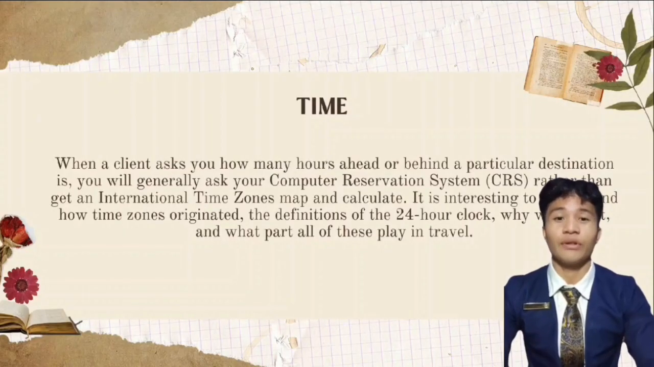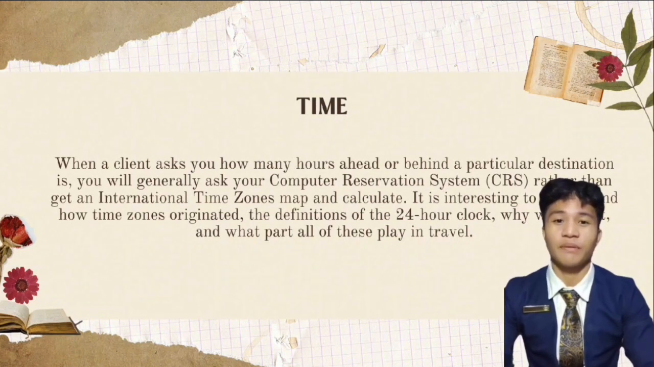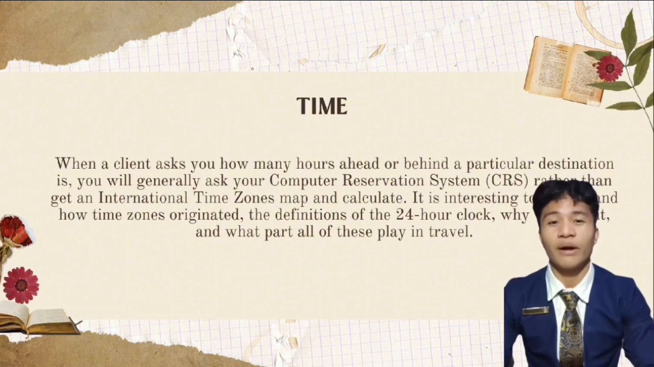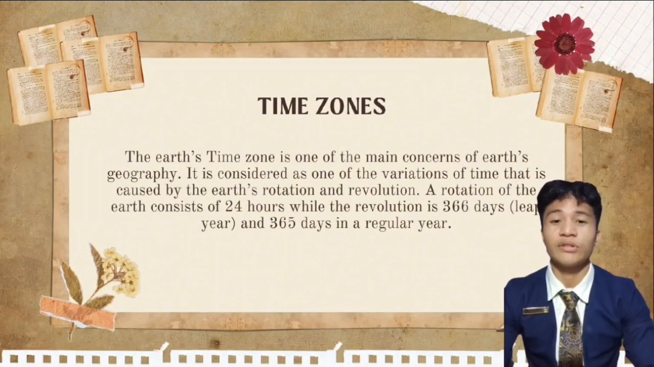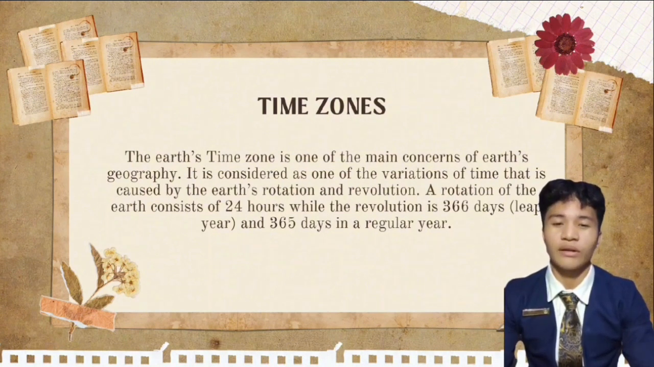Next one is time. When someone asks about the time difference in a place, you usually check on the computer instead of doing the math or looking at the world map. It's cool to know where the time zones came from, how the 24-hour clock works, and why they matter for travel. Next is the time zone. Time zones are a big deal in Earth's geography because of its rotation and revolution. Earth rotates in 24 hours and revolves in either 366 days in a leap year or 365 days in a regular year.